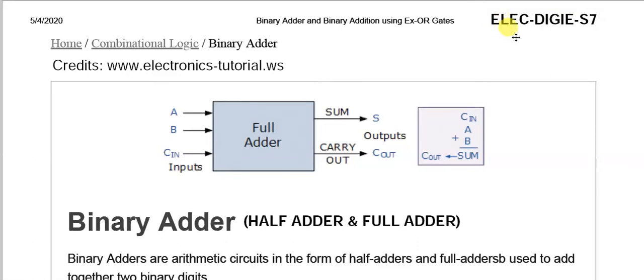Today's topic is the binary adder, that is the half adder and full adder. The topic code is ELEC-DIGIE-S7.